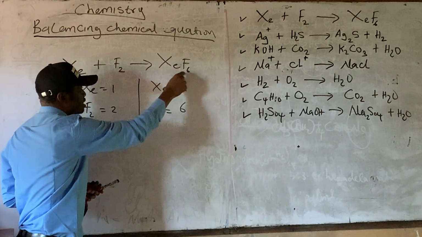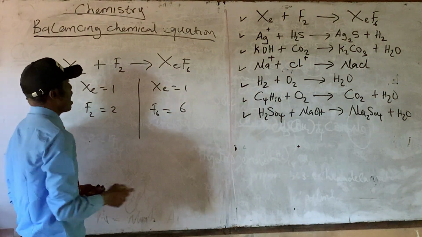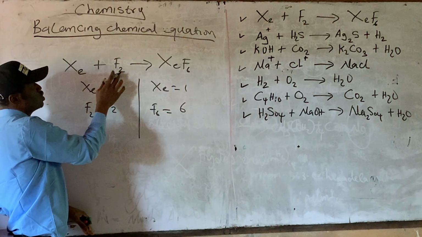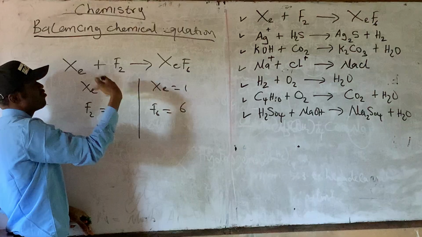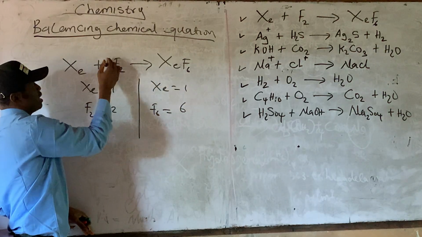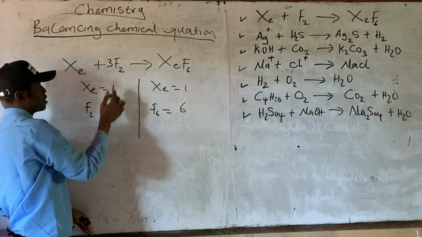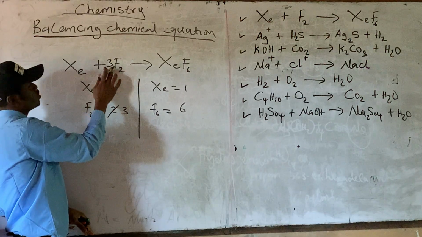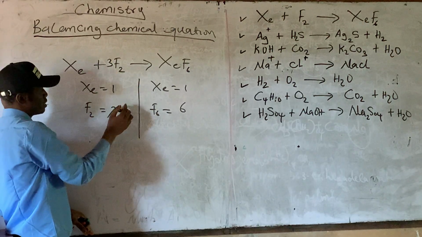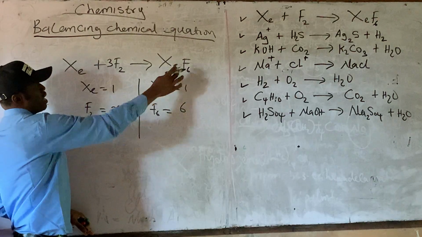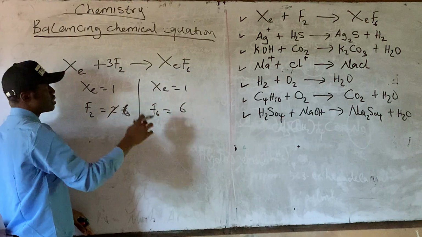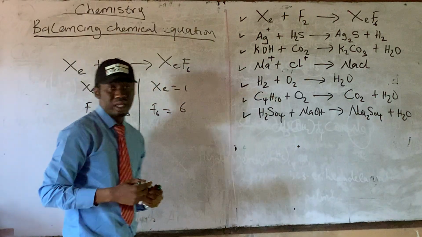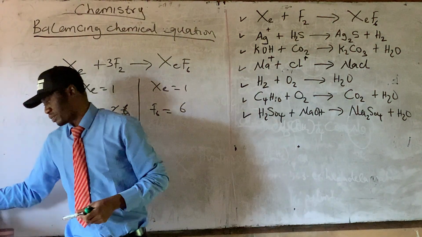Now the subscript is this number next to the fluorine. Now look at this one over here. This is 2. What will I multiply by 2 that will give me 6 to balance this? It is 3. So 3 times 2 is 6. So this will be 3. Then on the other side, 6, and xenon 1, 1. This equation is balanced. So we'll go to another one.